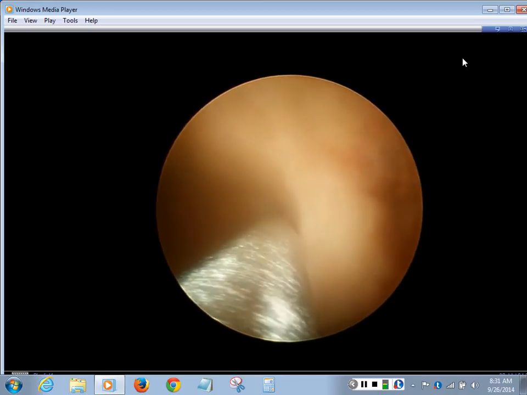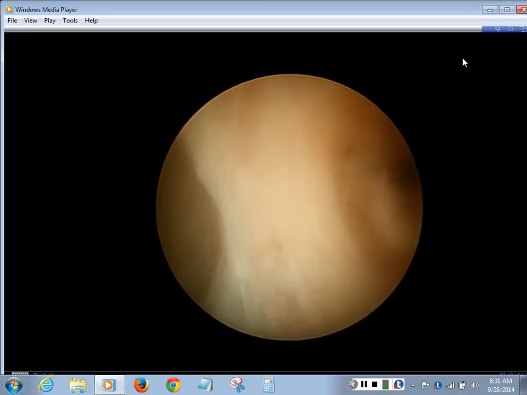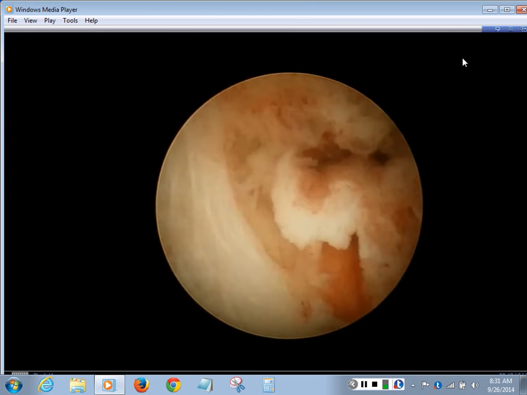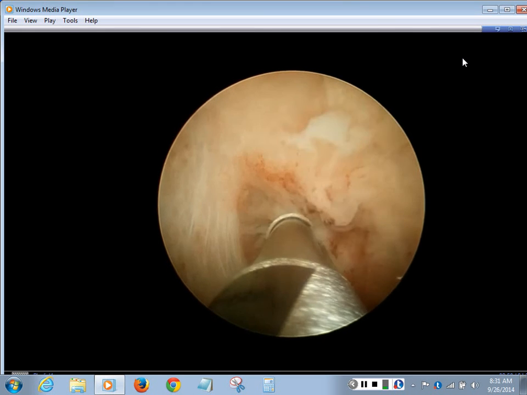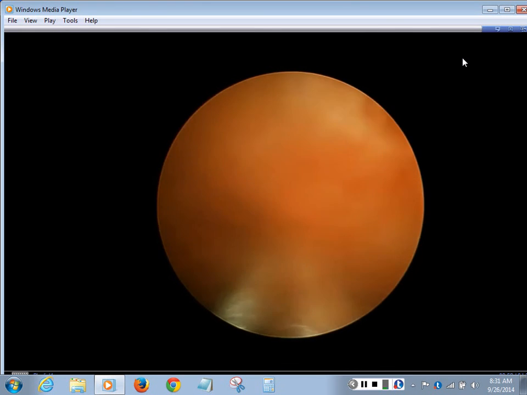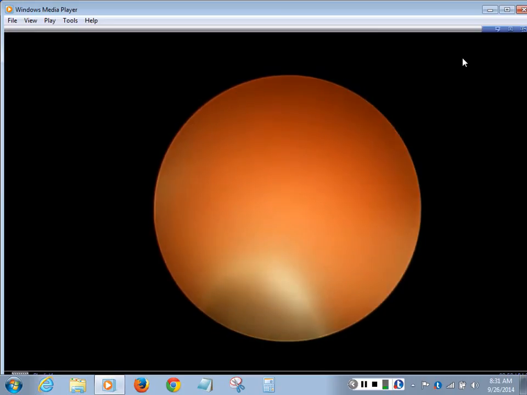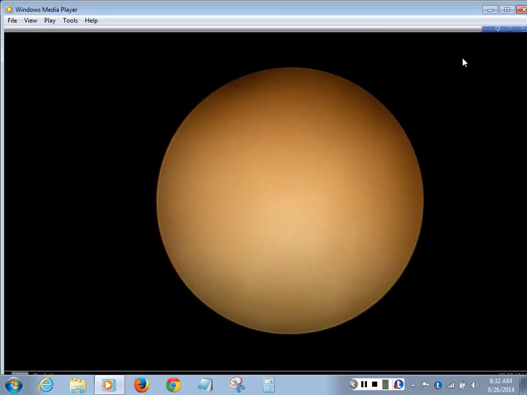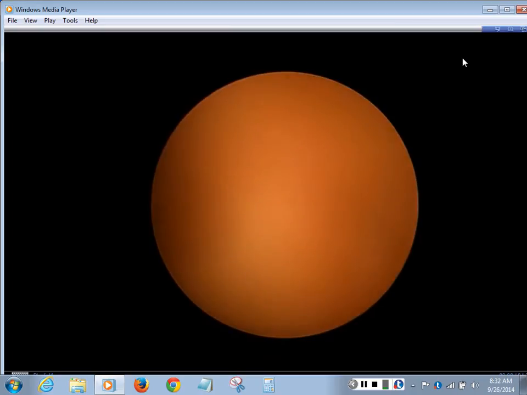Now I move to the right side. So you see this is there. So this is a tool that uses mechanical energy. So this is not electricity, but you can use a monopolar current or a bipolar current or laser or scissors. And you will see me using different equipment.